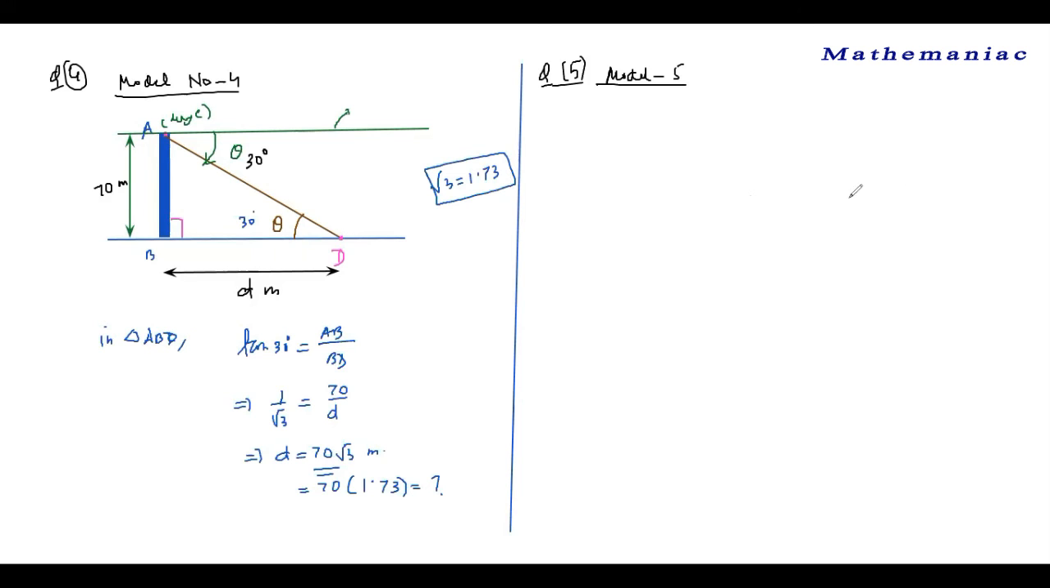Okay, thank you. So now we are going to have another model of angle of depression, right? Let me start with the model. This is the horizontal level, and then we have a building here. Every time we are saying it to be a building only. Okay, let me make a change.